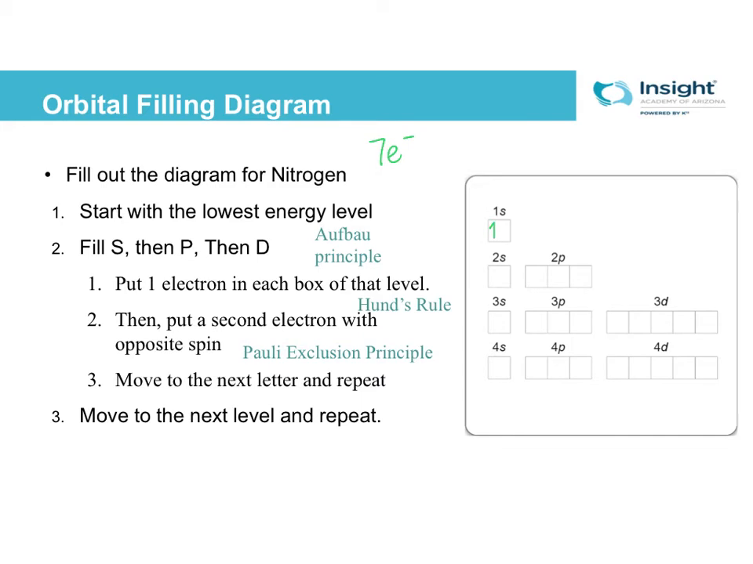So we've got 1, 2, 3, 4, 5, 6, 7. All right.